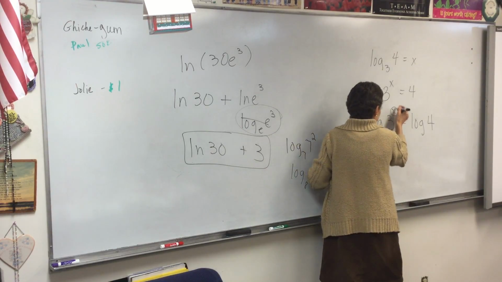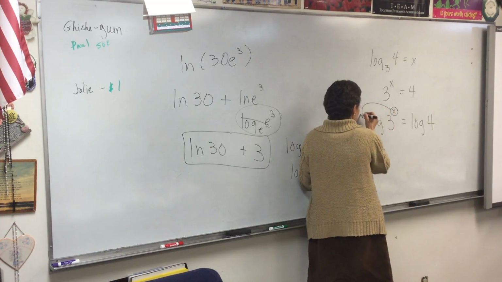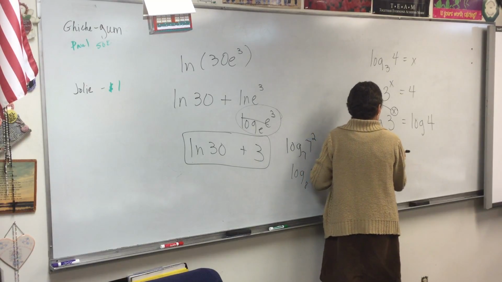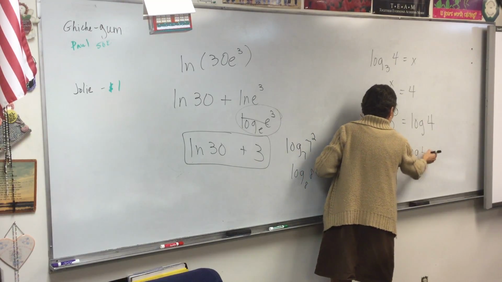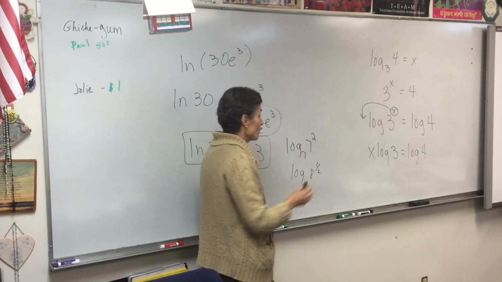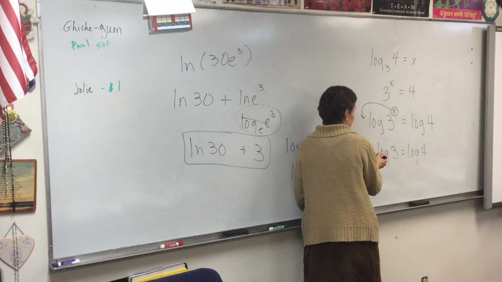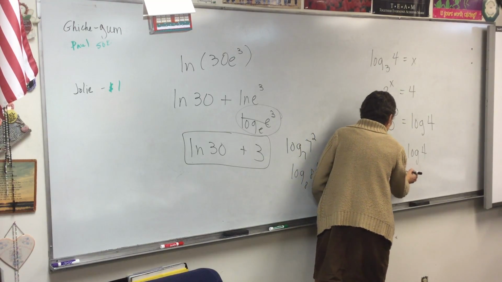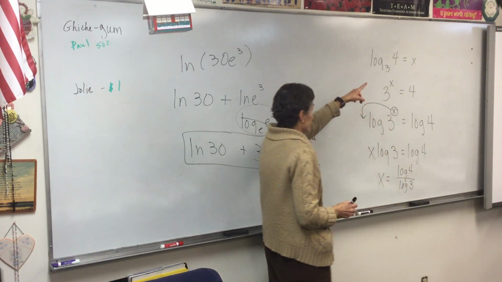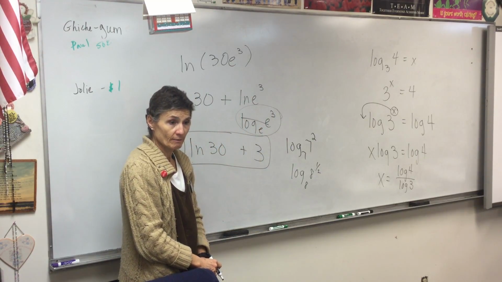See this guy? He's an exponent. What happens to him? He comes out in front. So x log 3 equals log 4. Remember, when you take the log of something to a power, the power becomes a multiplier in front. So now I'm just going to divide, and x, the answer to the question, is the log of 4 divided by the log of 3.